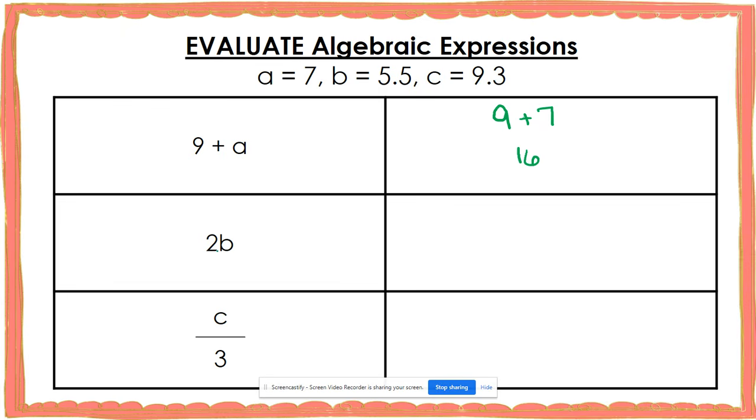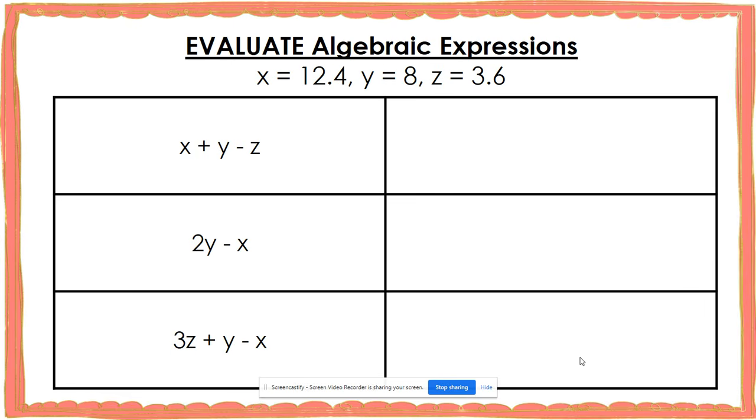Next, I have 2b. Well, 2b means 2 times b, but I know that b is equal to 5.5 because it tells me that up here. So I would multiply 5.5 times 2, and that would give me 11. Next, I have c divided by 3. Well, I'm going to substitute 9.3 for c, so I would write 9.3 divided by 3. And when I divide 9.3 by 3, I get 3.1. So that would be my simplified expression.